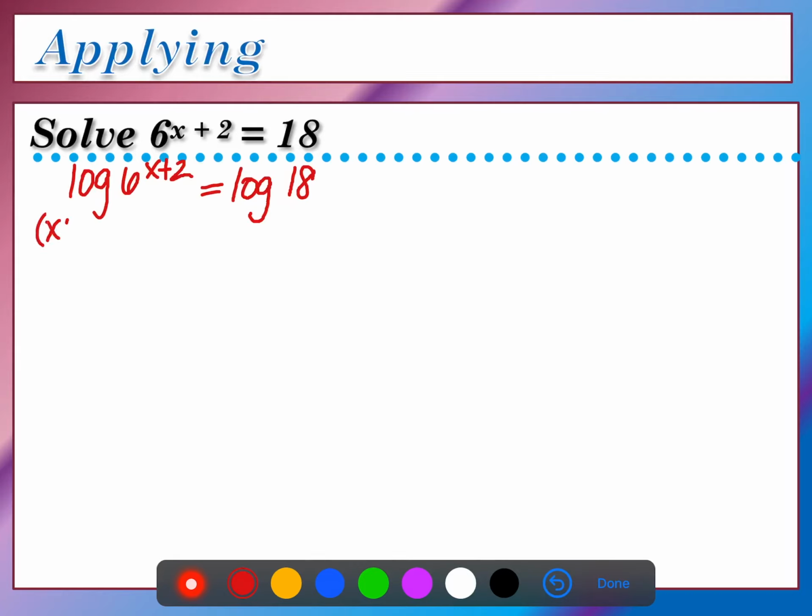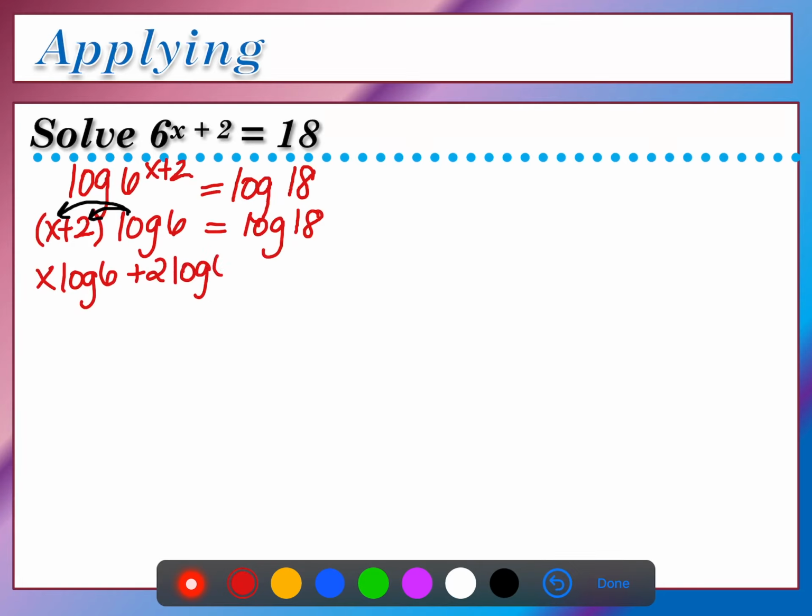Okay, so I'm going to bring my exponent to the front. I'm going to use parentheses on it this time because it's a binomial. Okay, and I'm going to distribute. So I have x times log of 6 plus 2 log of 6.